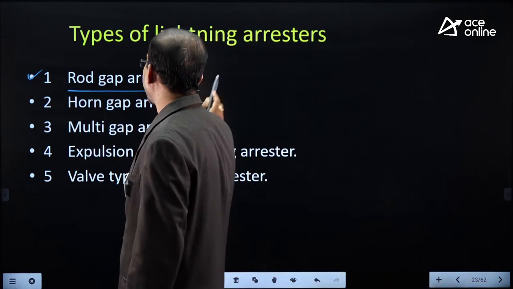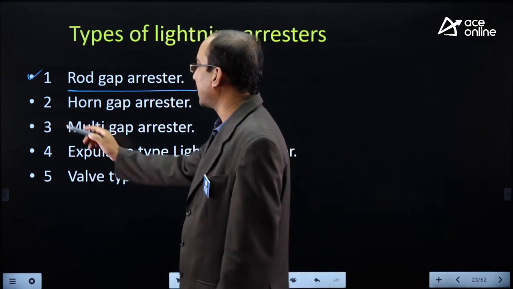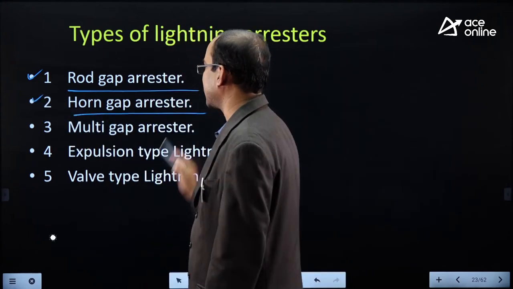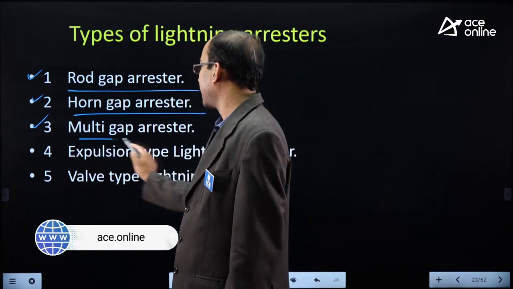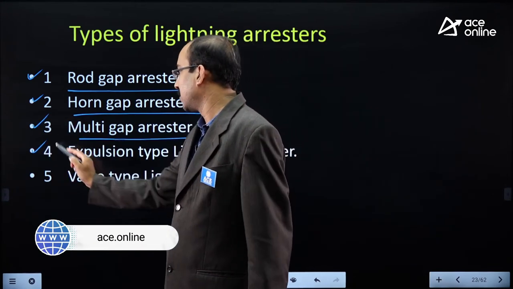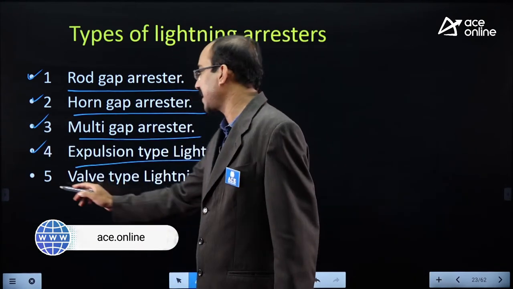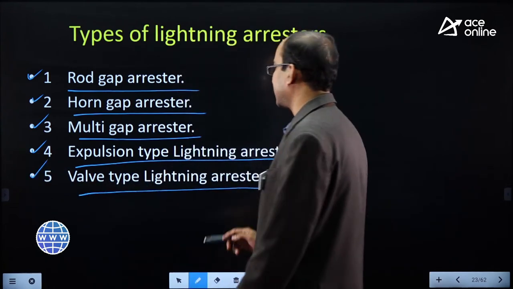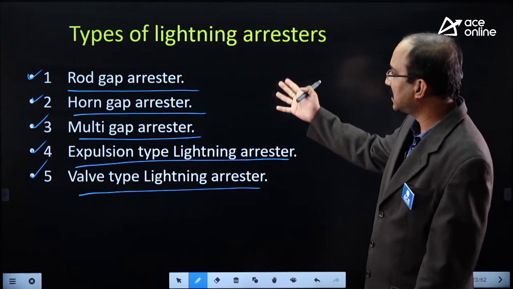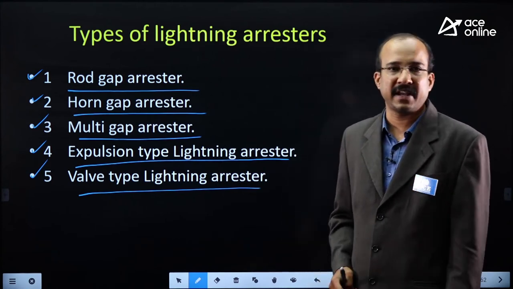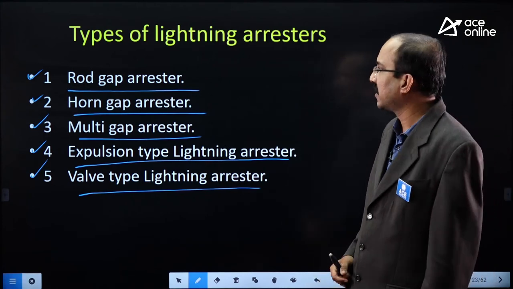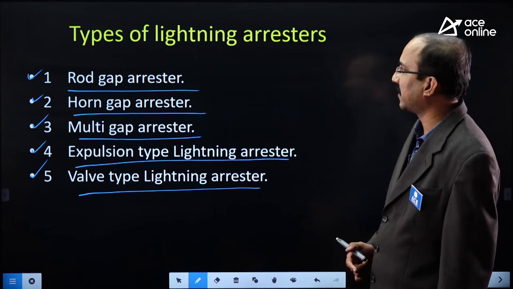One is the rod gap type arrester, the second is the horn gap type arrester, the third is the multi gap type arrester, the fourth is the expulsion type arrester, and the fifth is the valve type arrester. These are the different types of lightning arresters. Now let us look at them one by one.